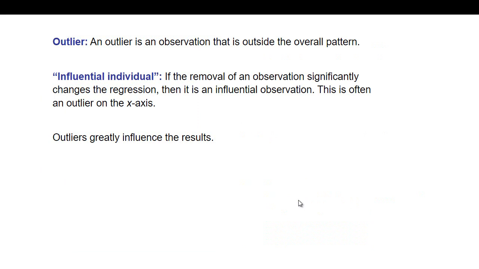Recall that an outlier is an observation that is outside the overall pattern. An influential observation is one such that if you remove that observation, it changes the regression significantly. This is often an outlier on the x-axis. And outliers, we know, greatly influence the results.